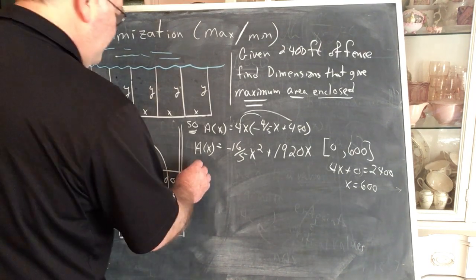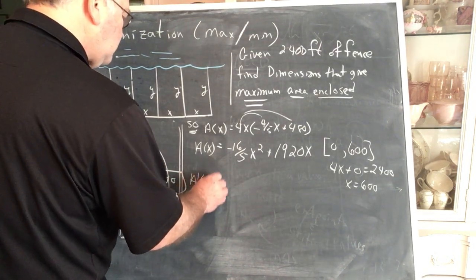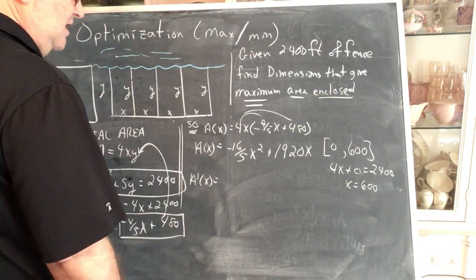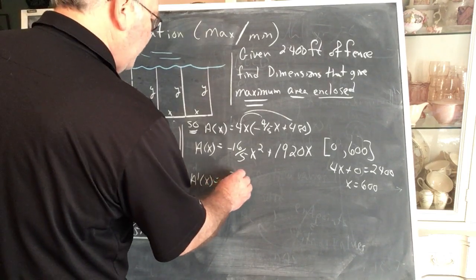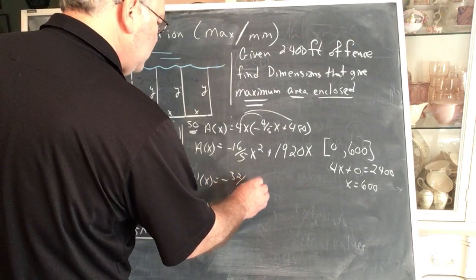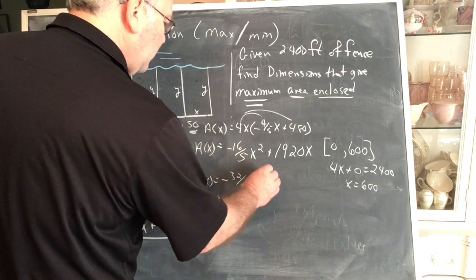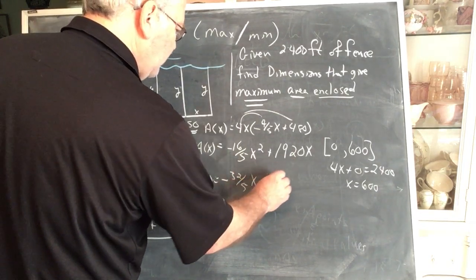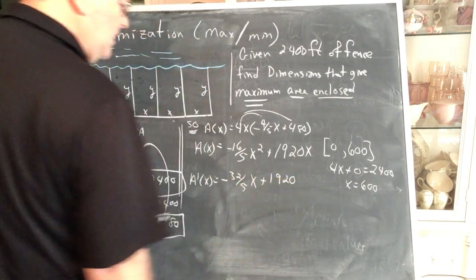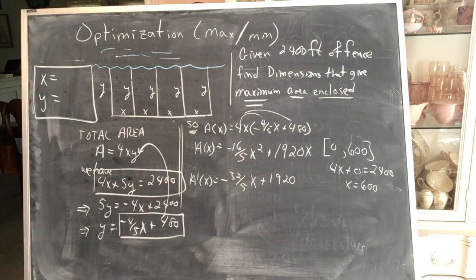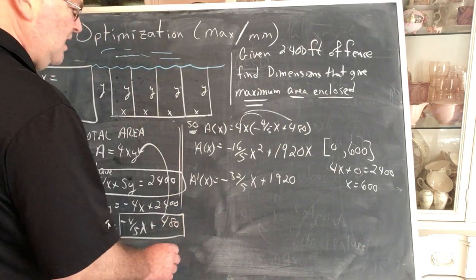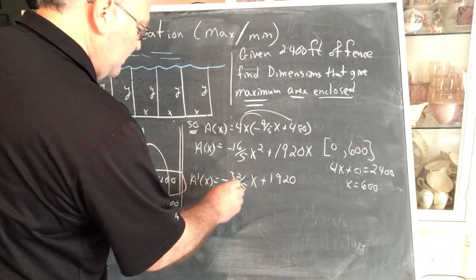Now, find the derivative. Let's see, that's negative 32/5 x to the first, plus the derivative here is 1920. And we need to find the critical values. There are no type 2 critical values because this is a polynomial. The only one is a type 1, and we find that by setting this equal to 0.